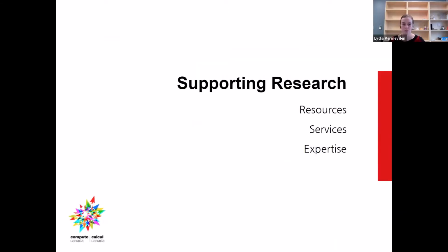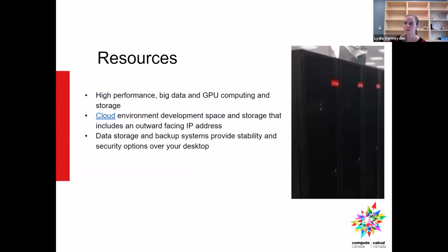So in supporting research, we focus on 3 main areas. Resources, the physical hardware that we have available for researchers to use. Services that accompany and support use of that hardware, and expertise to go along with it to really assist our researchers in making best use of those resources and good decisions about how to incorporate them in their research. So the physical resources that we have available: we do high performance computing, big data, GPU computing, and storage. These are on our clusters.